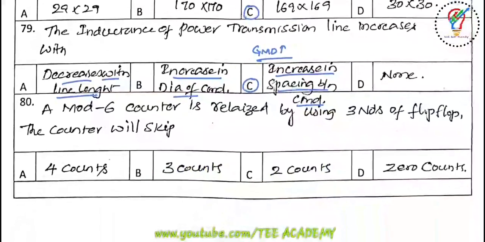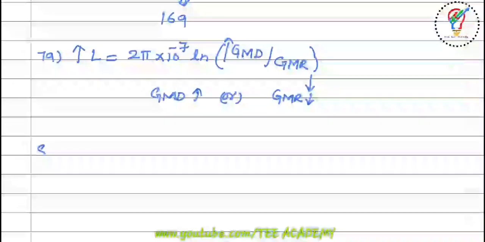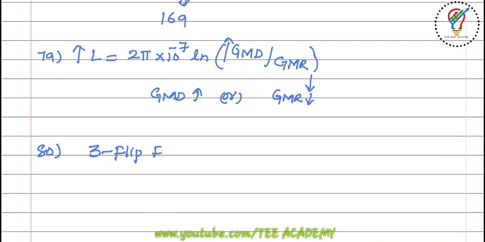Next one, and this question is from digital electronics. A mod 6 counter is realized by using 3 flip-flops. The counter will skip how many counts? So for a mod 6 counter, we are going to use 3 flip-flops. Question number 80. With 3 flip-flops, how many combinations will it have? It will have 2 power 3, which is 2 into 2 into 2, which will be 8.